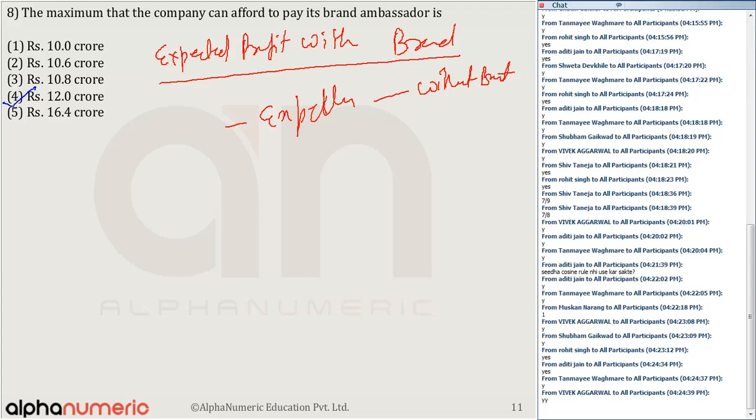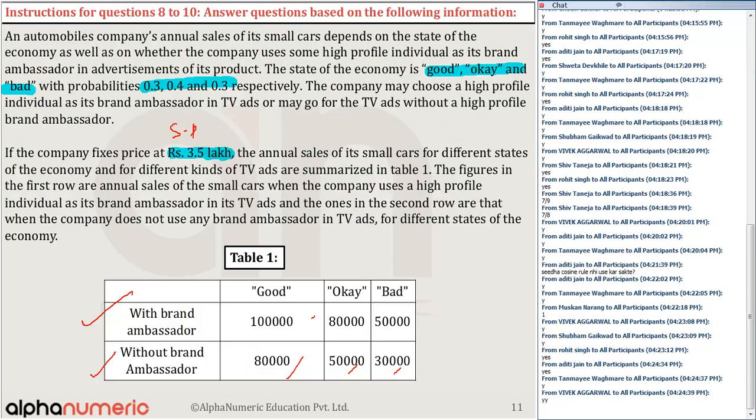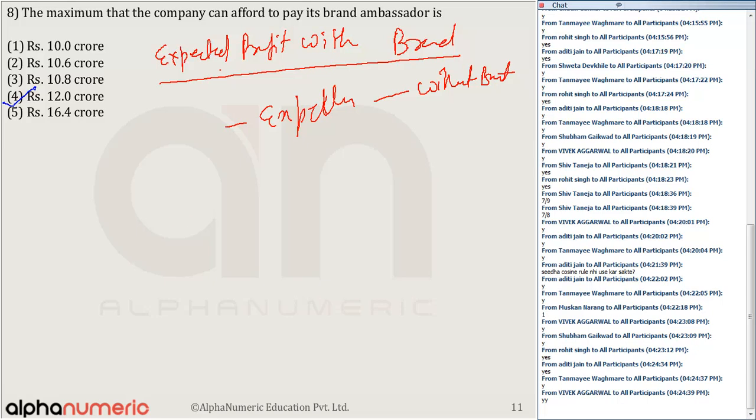So now what is there in this case? Expected profit with brand ambassador. So expected profit is summation of xi into pi. Profit per unit is, we know, equal to 5,000 here. Okay, so let's see here. Good, what is the difference between these two here? 20,000. Okay, 20,000. So I can say that is good 20,000 and the probability of good is equal to 0.3.